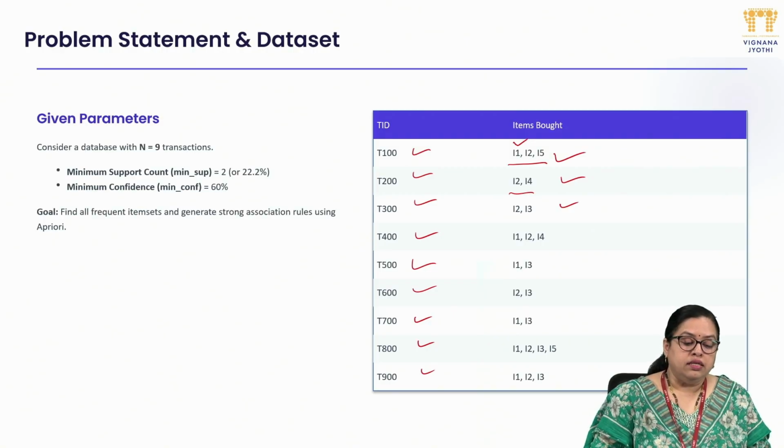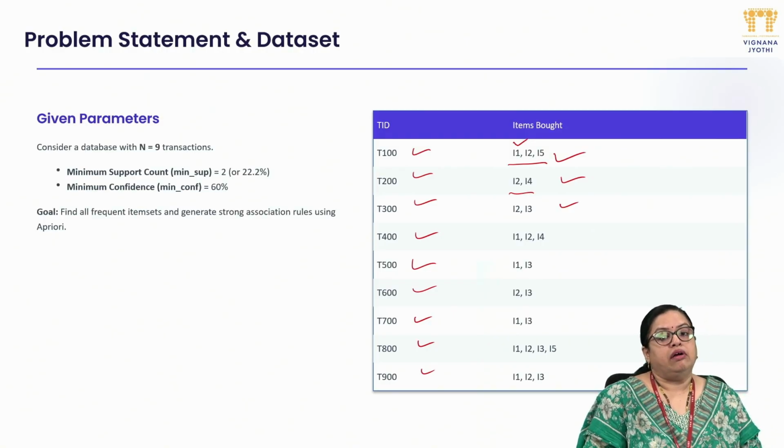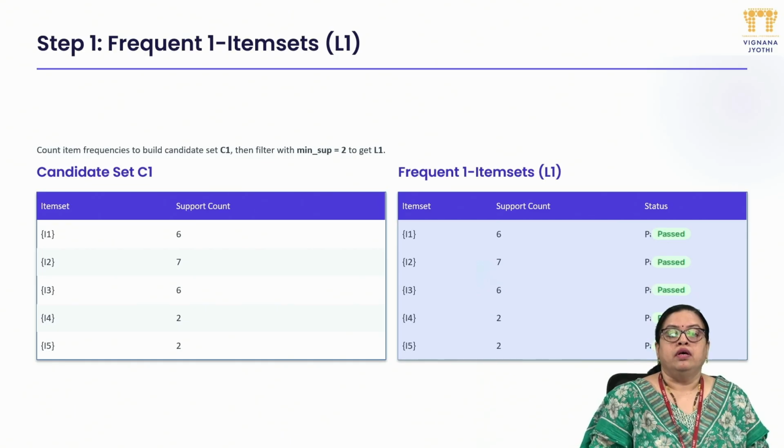So what is our goal here? Find all the item sets and generate the proper strong association rules by using the Apriori algorithm. Next, what should we do? What is our first step? The first step is the frequent one item sets.